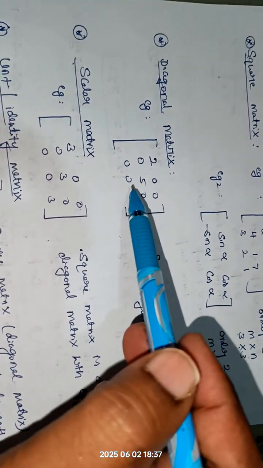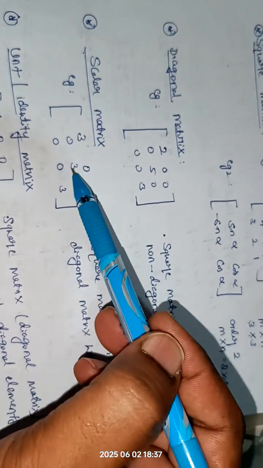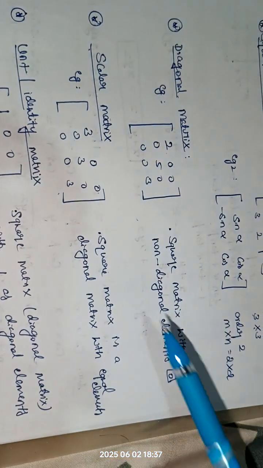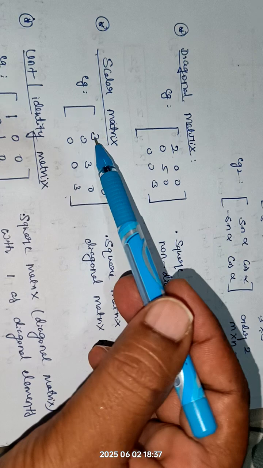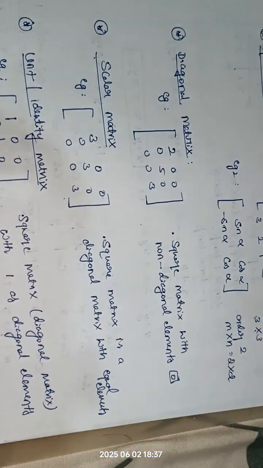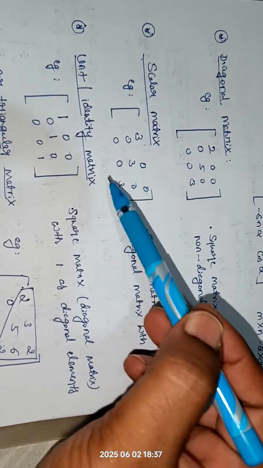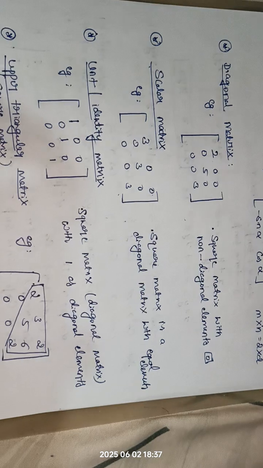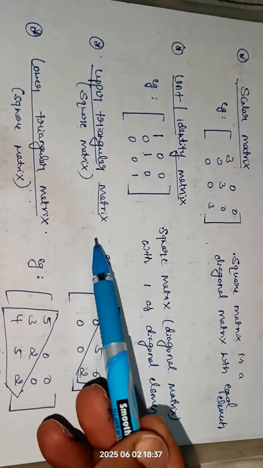Then the principal diagonal elements should have some values. Suppose the diagonal has the same value, that is 3, 3, 3. We'll call it a scalar matrix. So it is a diagonal matrix with equal values. It is a scalar matrix. If they are not equal, it is just a diagonal matrix. Right? Now, if these diagonal values are 1, we'll call it a unity or identity matrix, right?